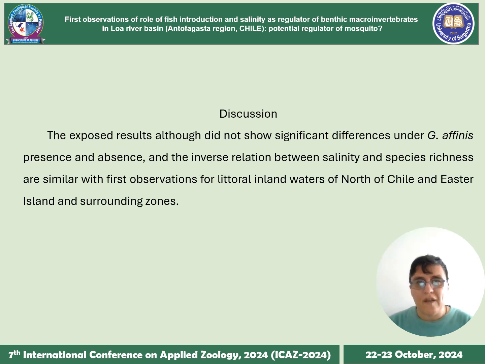In the discussion, the present result also did not show a significant difference under Gambusia affinis presence or absence and total, and an inverse relation between salinity and species richness. This result was very similar to preliminary observations for inland waters of the north of Chile and Easter Island. What does this mean? In inland waters of the north of Chile with Gambusia presence, and very similar to Easter Island waters, under Gambusia presence the presence of benthic invertebrates was very low or practically null.